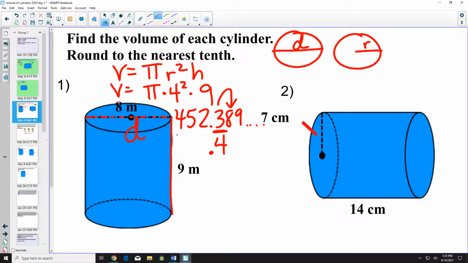I make it go up 1. What's in front stays the same. What's behind it drops off. You don't make them zeros. Your label would be meters cubed, or cubic meters.